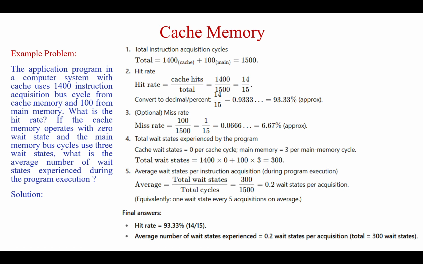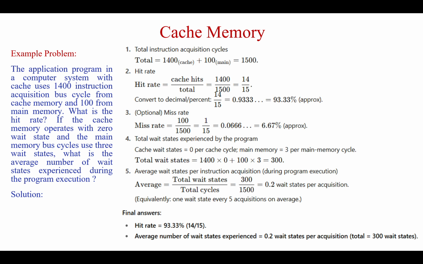Here I gave one simple problem. An application program in a computer system with cache uses 1400 instruction acquisition bus cycles from cache memory and 100 from main memory. What is the hit rate? If the cache memory operates with 0 wait states and the main memory bus cycles use 3 wait states, what is the average number of wait states experienced during the program execution? So we need to calculate the hit rate, then the average wait states per instruction acquisition.